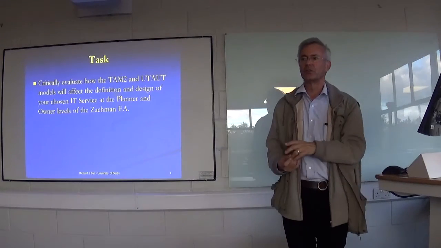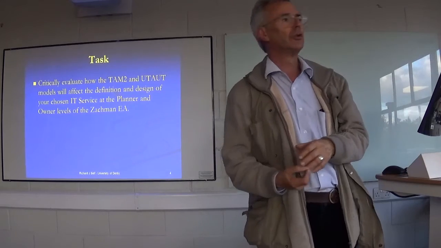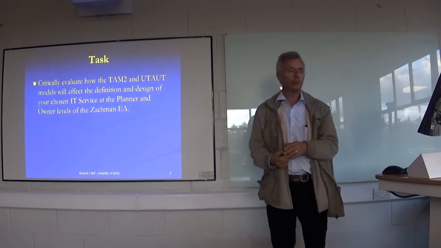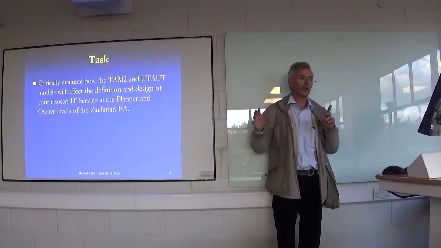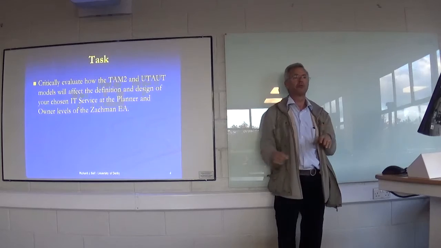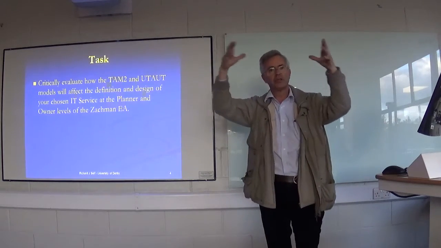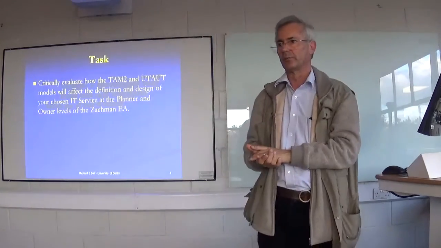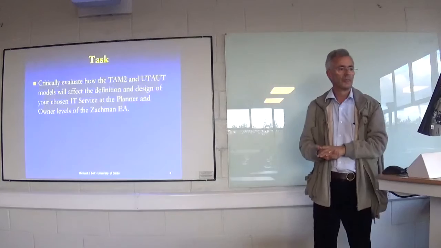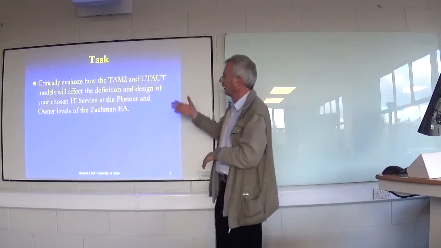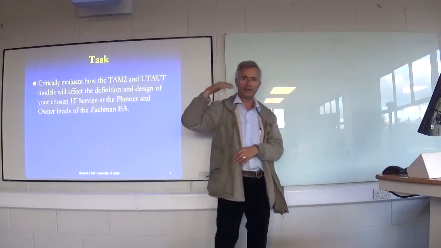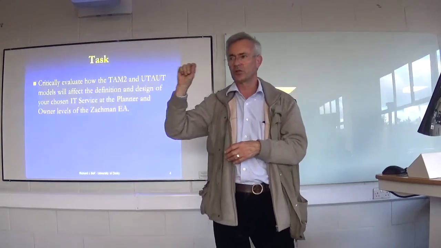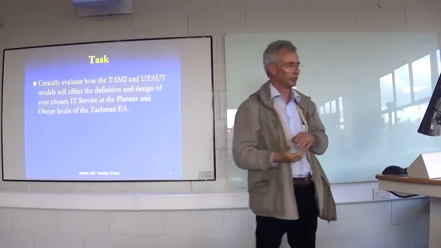What are the questions that come from TAM 2, UTAUT, UTAUT 2 and 3 that help you to work out how to define what the body of data is you're going to use and the service you're going to develop around it? At both the level of the planner and then at the owner. Going back to the Zachman Enterprise Architecture and think about the who, how, why, where, when questions at those two levels.